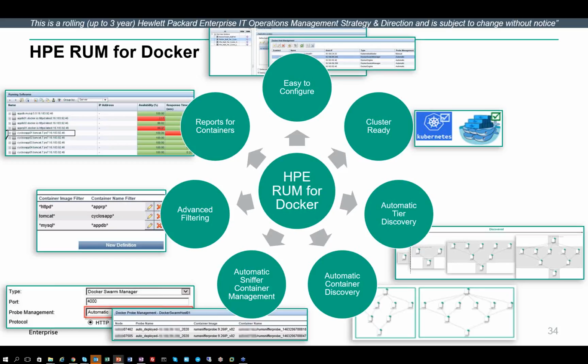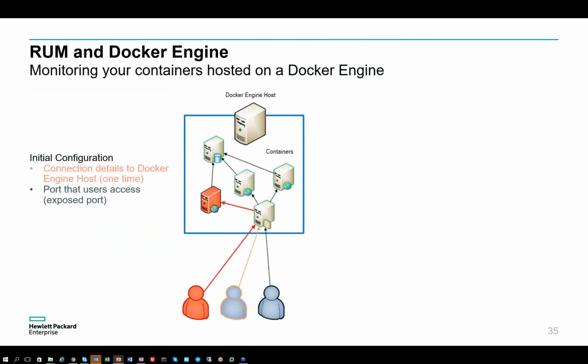It has also advanced filtering capabilities. I can actually specify what type of containers I want to look for, whether they're, let's say, HTTP or SQL containers, and so on. And finally, it has the ability to report on all the information that it has detected. So let's take a quick look at how RUM would work with a Docker engine.